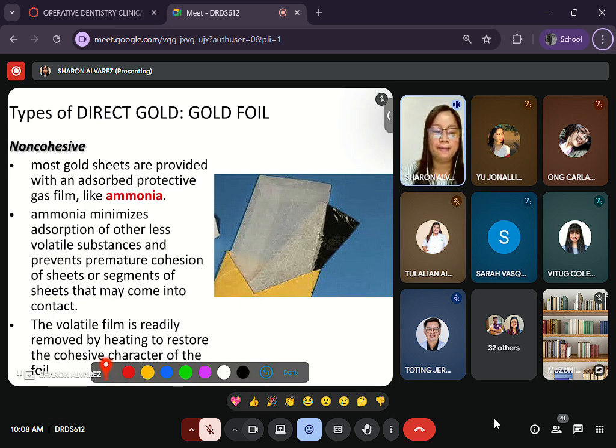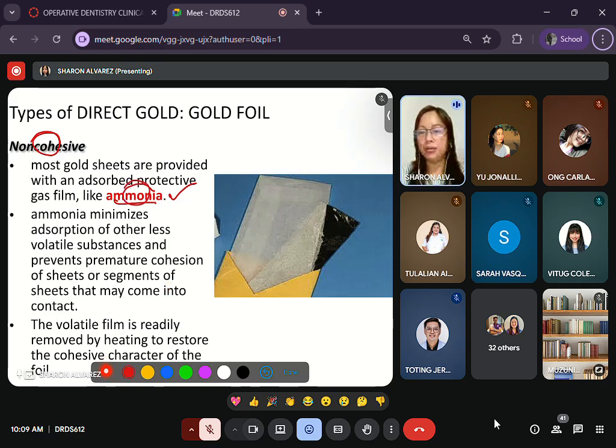Okay? Yan. Now, the non-cohesive gold naman, manufacturers would preferentially apply ammonia on the surface. So what is ammonia? Ammonia is a substance, right? Ammonia is applied to the gold so that the gold becomes non-cohesive at the start. Because ammonia is one way of protecting the gold. Kasi ammonia, because it is intentionally applied, the deleterious, destructive gases in the environment will never contaminate the gold because there is ammonia that covers and protects the surface.